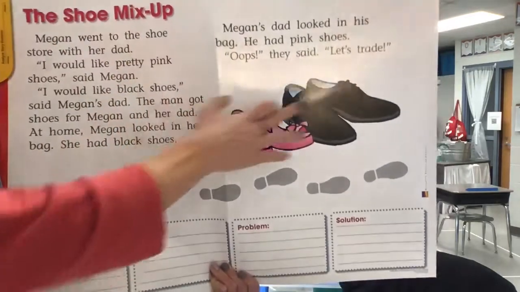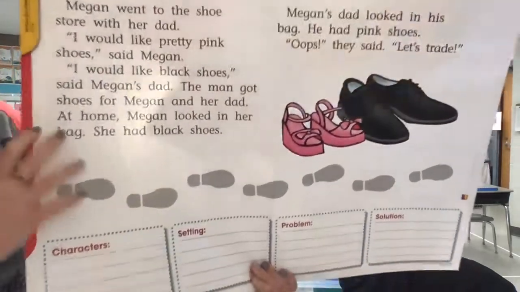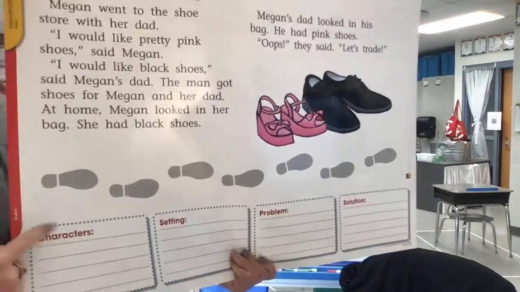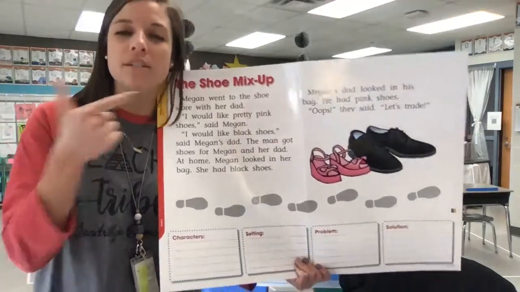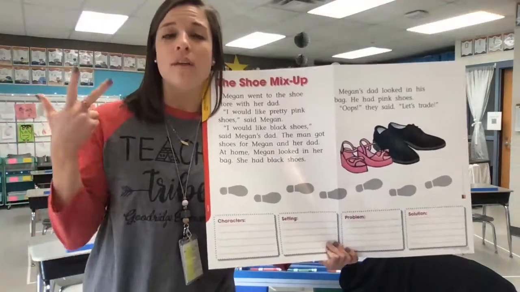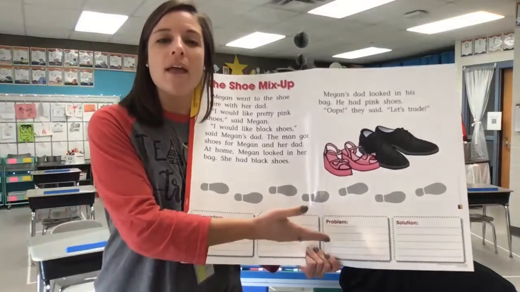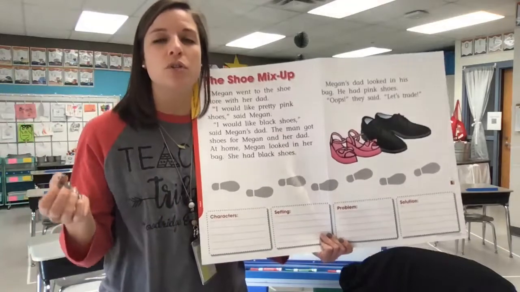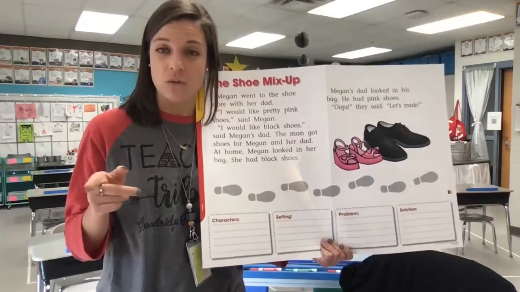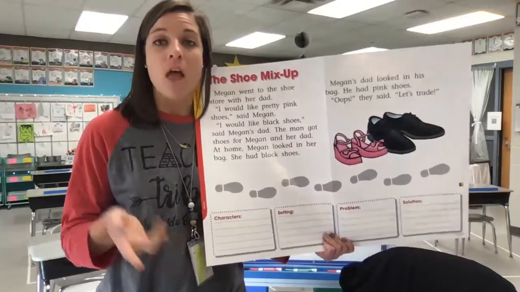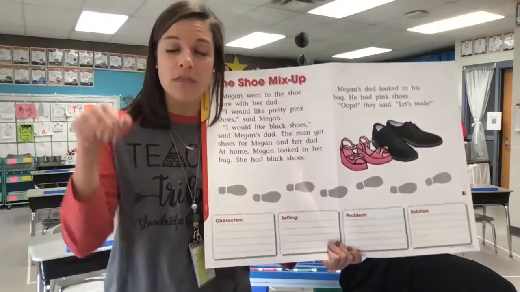So Megan and her dad go to where? The shoe store. So right away at the beginning of our story, we learn who the characters are. The characters are Megan and her dad. Where's the setting? Where do they go to buy their shoes? The shoe store, we just said it. But what is the problem? They go to the shoe store and Megan wants pink shoes. Her dad wants black shoes. That's not the problem. That's an important detail though, because when they get home, they look in their bags and this is the problem, right?